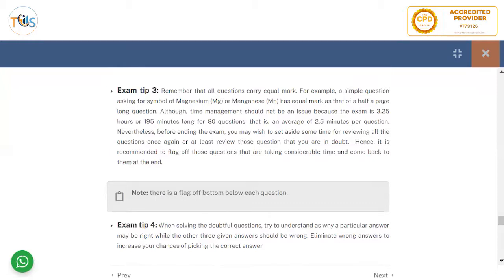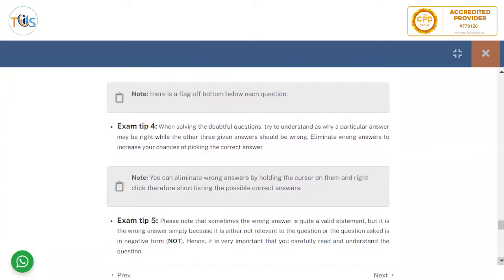Although time management should not be an issue because the exam is 3 hours 15 minutes, or 195 minutes long, for 80 questions scored, that is an average of almost 2.5 minutes per question. Nevertheless, before ending the exam, you may wish to set aside some time for reviewing all the questions once again, or at least review those questions that you are in doubt. Hence, it is recommended to flag off those questions that are taking considerable time and come back to them at the end. Note that there is a flag off button below each question.